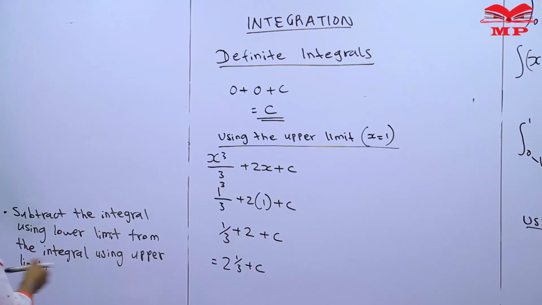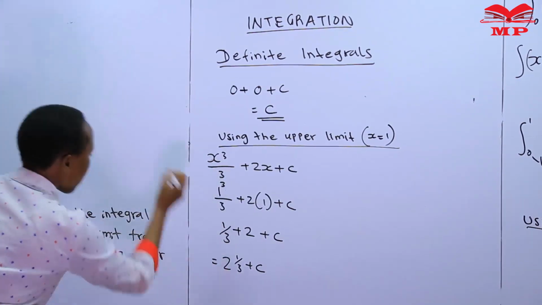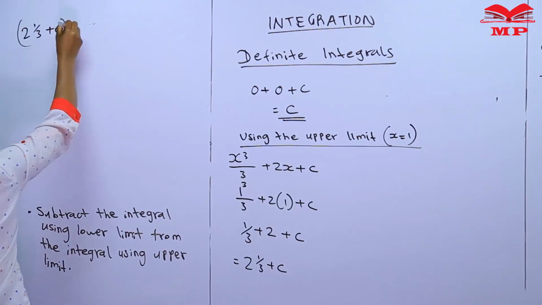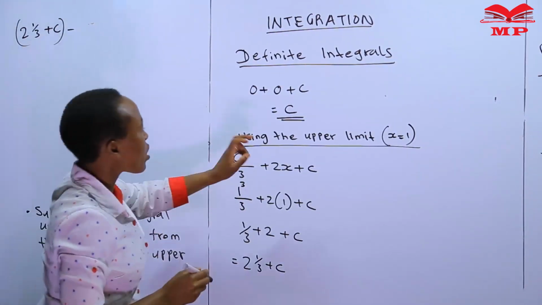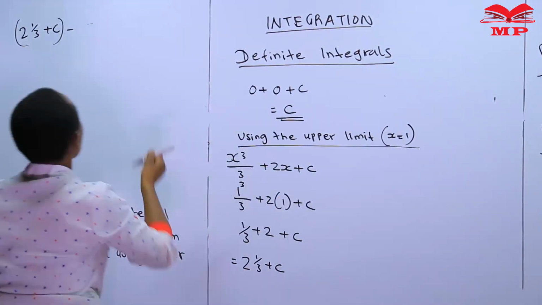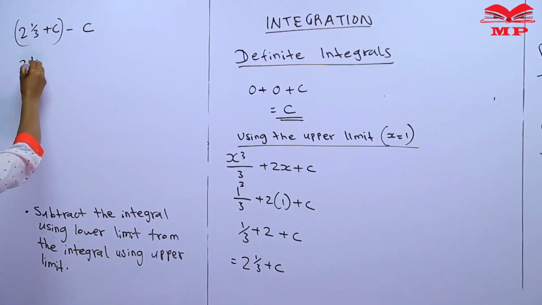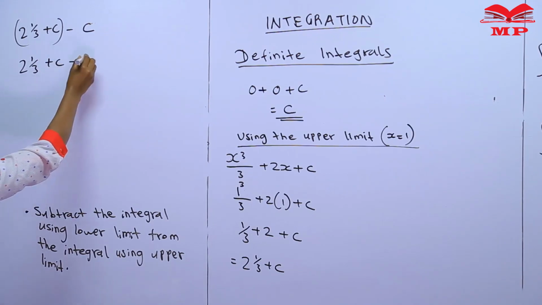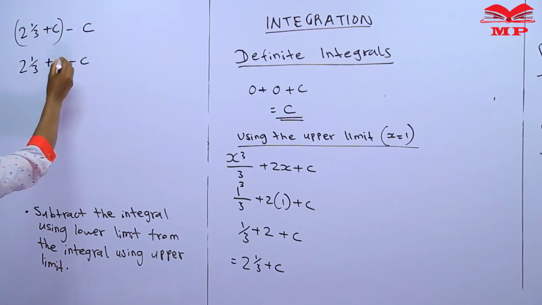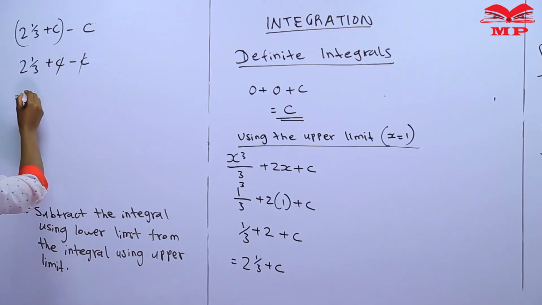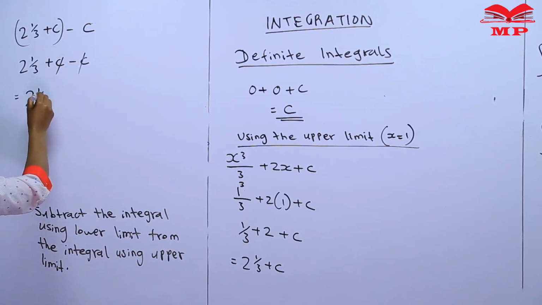So in our case, from using the upper limit, we have 2 and a third, and then plus c. Then we subtract the answer using now the lower limit, which is minus c. So therefore, this becomes 2 and a third plus c minus c. So this constant, plus c minus c, will cancel, and we get our answer as 2 and a third.